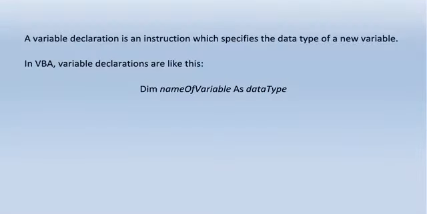Variable declarations. A variable declaration is an instruction which specifies the data type of a new variable. In VBA, variable declarations are like this. Dim, name a variable, as data type.